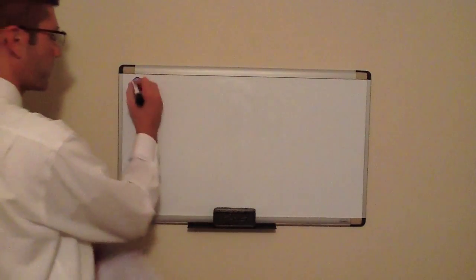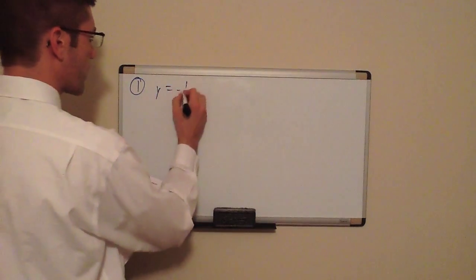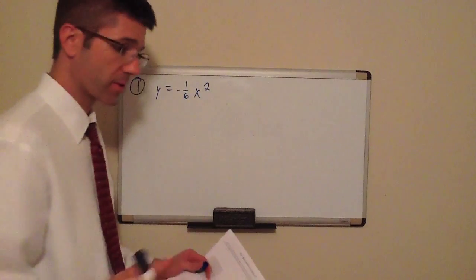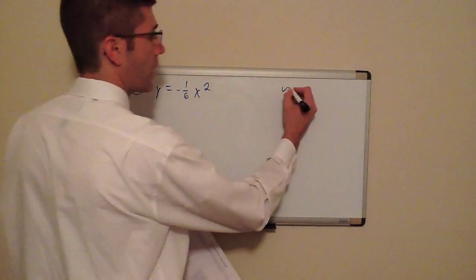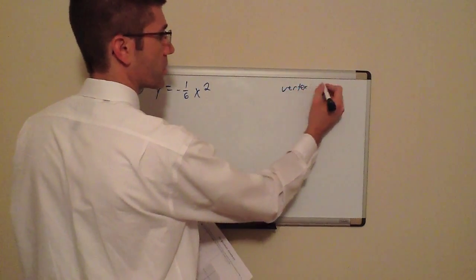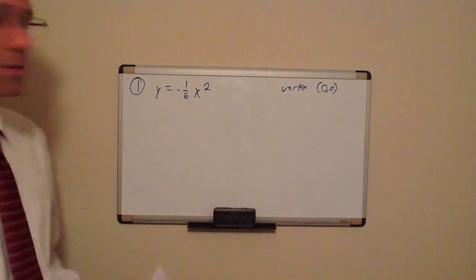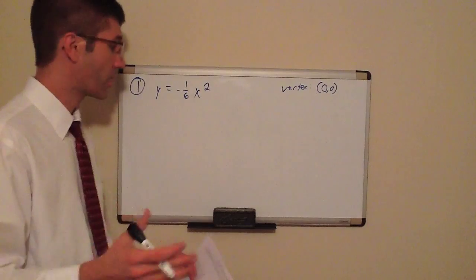I might use the graph just as a reference, but I won't use it very much. Here we go, number 1. y equals negative 1/6 x squared. The first thing I'm thinking about this one is going to be the vertex. So let's write down what the vertex is. This one is fairly obvious. It's at 0, 0.